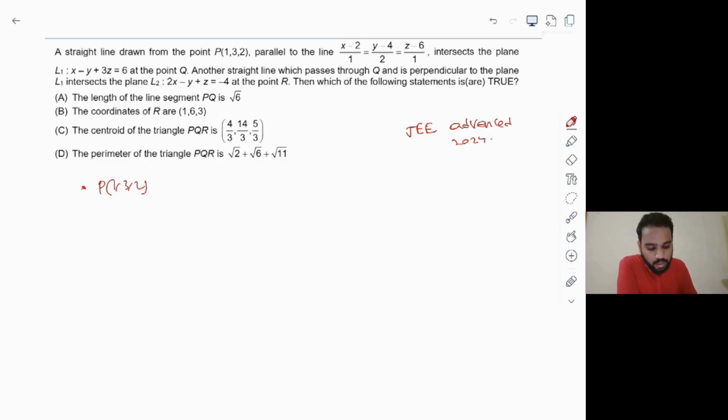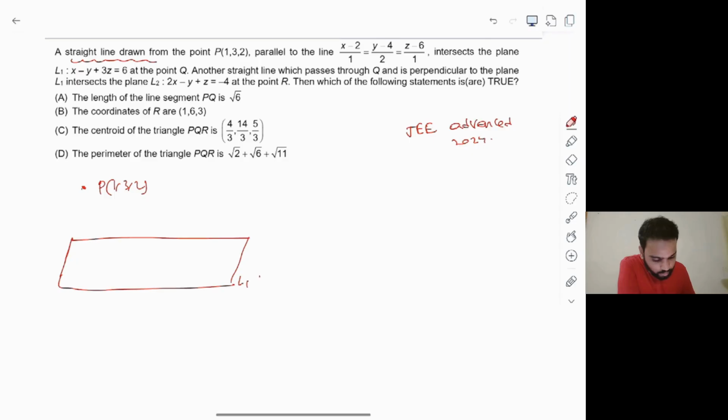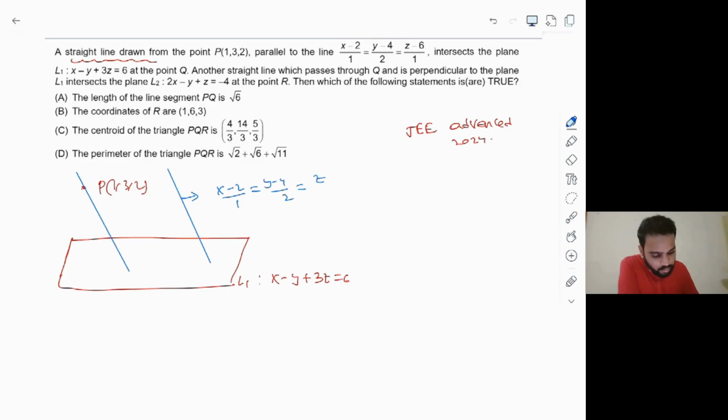What we are doing is drawing a straight line through the point P parallel to a given line, which intersects a plane. Let's take this plane as L1, and its equation is x minus y plus 3z equals 6. So we are trying to draw a line through the point P parallel to a given line like this. And what is this given line's equation? x minus 2 by 1 equals y minus 4 by 2 equals z minus 6 divided by 1.